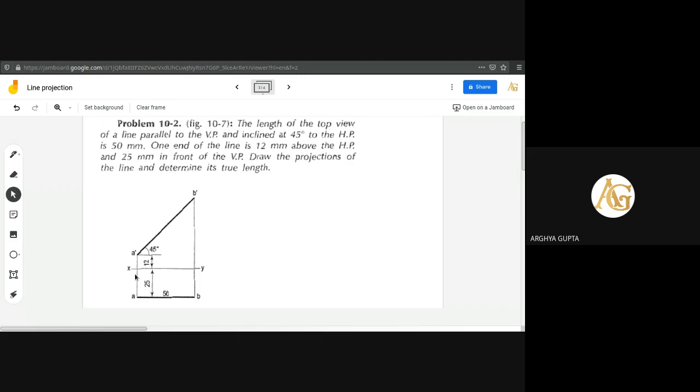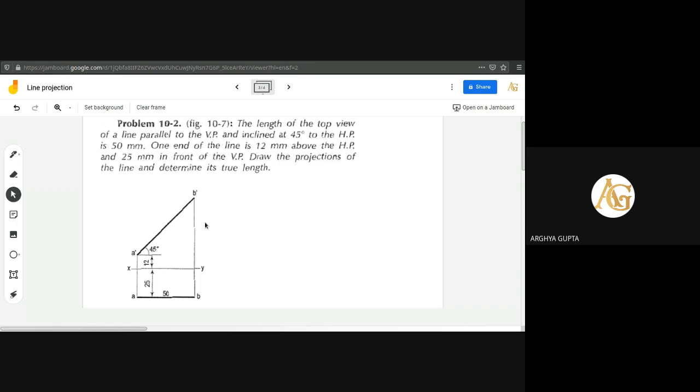I repeat again. Take two points: A dash 12 mm above XY and A 25 mm below XY, and draw the horizontal line of 50 mm length. So B point is obtained. Now from B, draw a vertical line, length still unknown, and from A dash, draw a 45 degree inclined line, length still unknown. So that inclined line and that vertical line will intersect at some point. That point will be the B dash point.